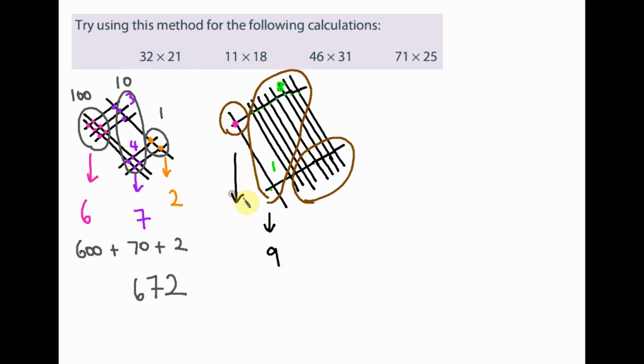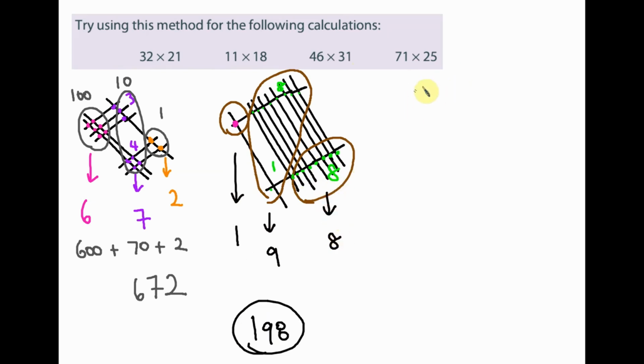And by the way, that was 1. And then again on the bottom, you should also have 8. 1, 2, 3, 4, 5, 6, 7, 8. So this becomes 198. Let's try with the last one.